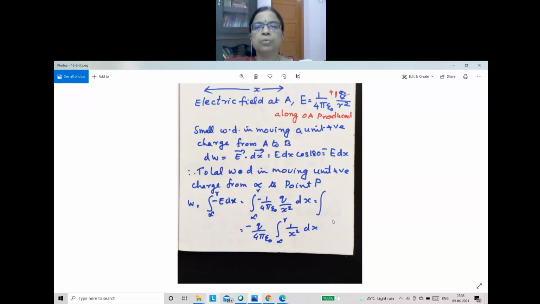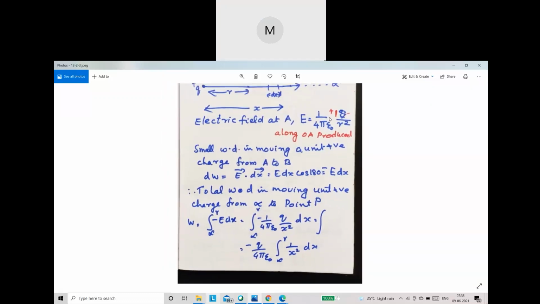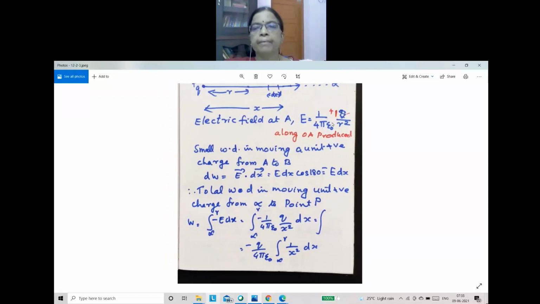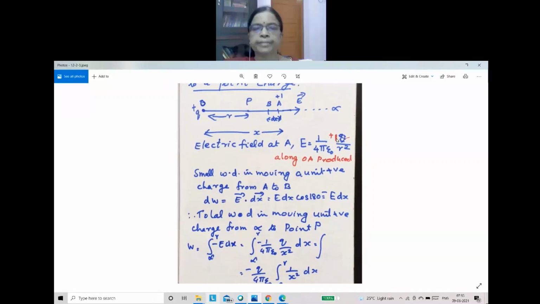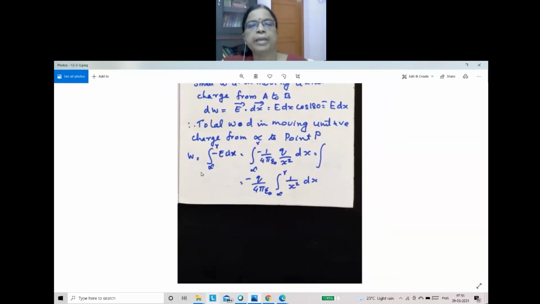Or is your notebook with you children? Is the notebook with you? Then you do the correction here. This is actually q by r, electric field at A. 1 by 4 pi epsilon 0 q by r square. Not 1, please cut this one. Q by r square itself.